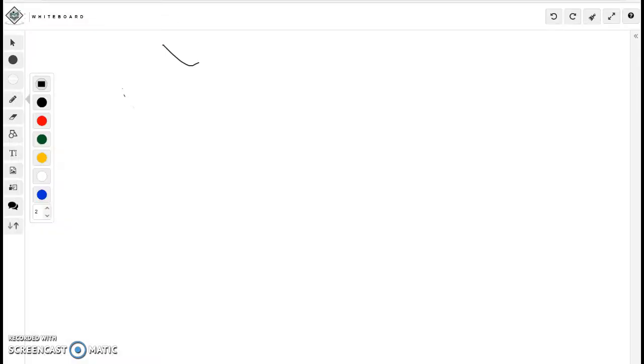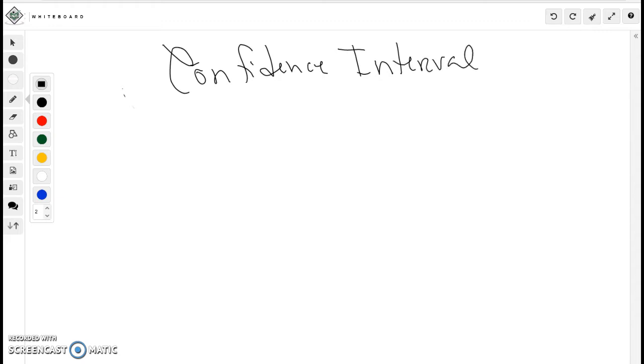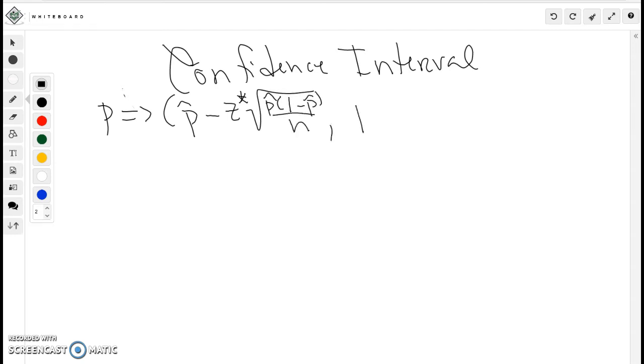So we were finding a confidence interval, right? How do we find the confidence interval? I'm just going to tell you the formula, because it's basically the same thing as we found with p hat. Remember, for p, the confidence interval was p hat minus z star square root of p hat times 1 minus p hat divided by n, and then p hat plus z star square root of p hat times 1 minus p hat divided by n.